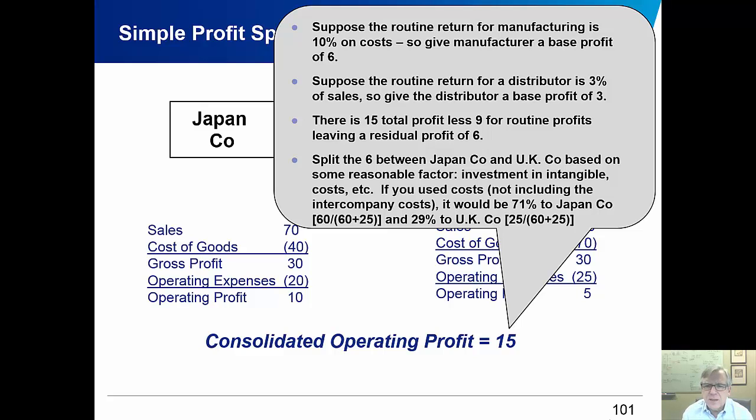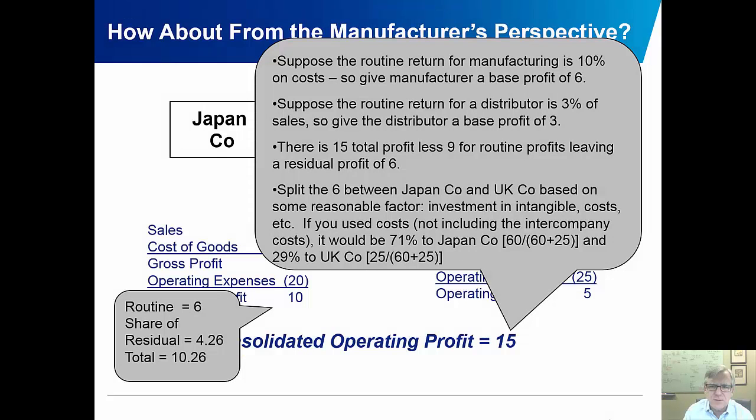So then we would look at these proportionately. So we'd be saying Japan Co. has 60 out of the total of 85 in costs, and UK Co. has 25 out of the total 85 in costs. And if you work out those numbers, that works out to 71% of the cost is incurred in Japan Co. and 29% of the cost is incurred in the UK Co. So we would apply those proportions to the remaining 6, the residual profit that's left to be done here.